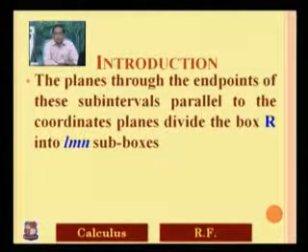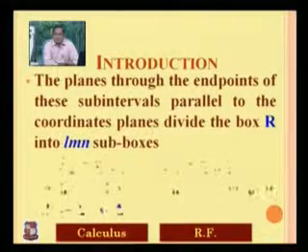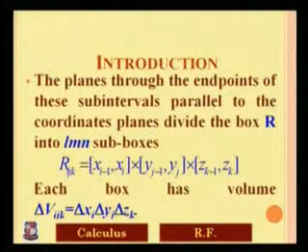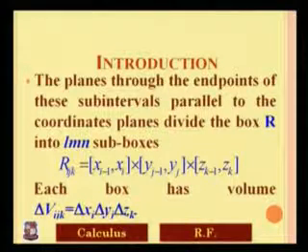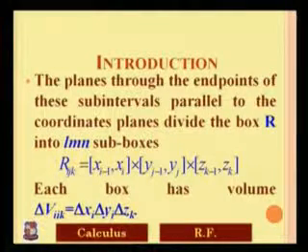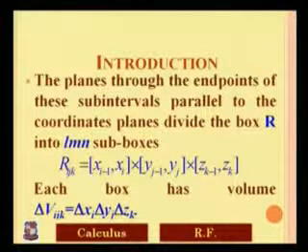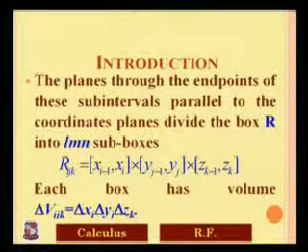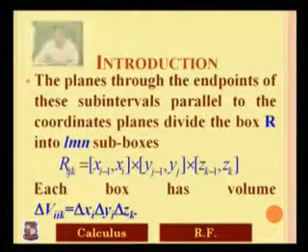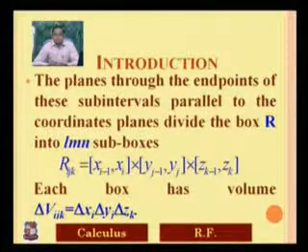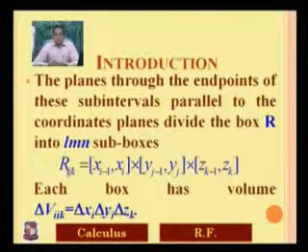That means this rectangular box R is now divided into L, M, N sub rectangular boxes, and each box R_ijk equals the interval [x_{i-1}, x_i] times [y_{j-1}, y_j] times [z_{k-1}, z_k]. Each box has volume delta V_ijk equal to delta x_i, delta y_j and delta z_k. This way we have divided the rectangular box into LMN number of sub rectangular boxes.